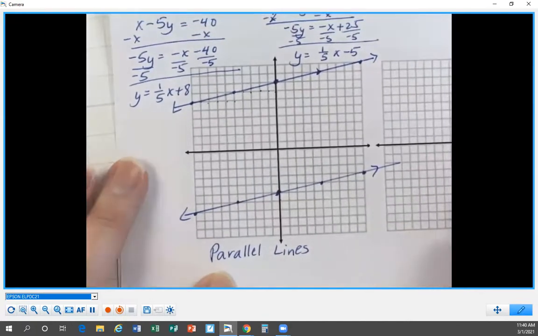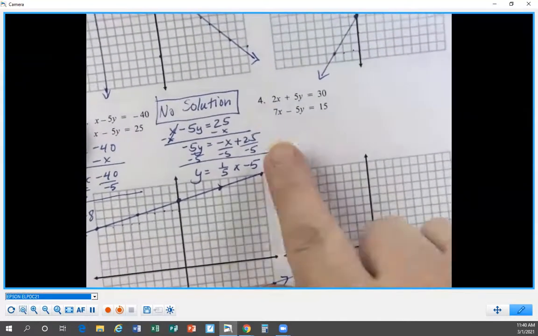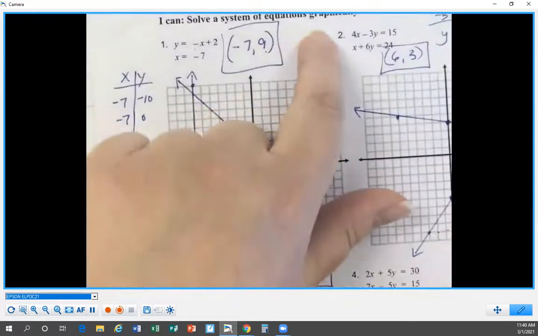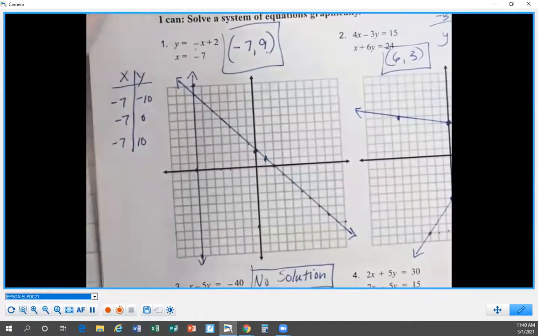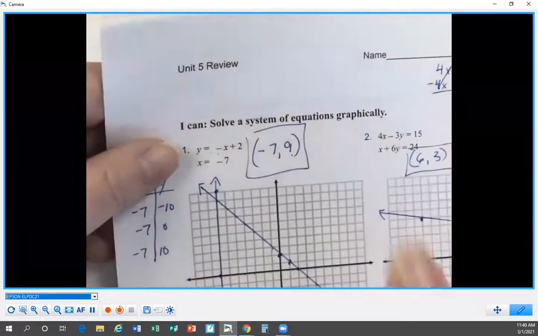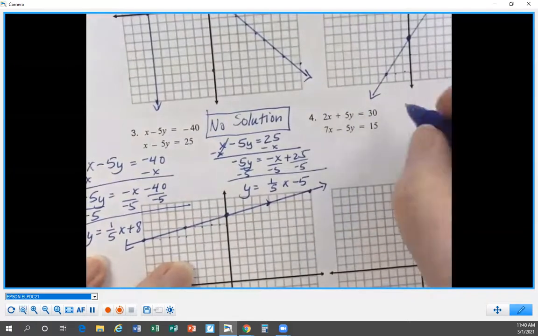Okay, moving on to number 4. Here they're both in standard form. If our instructions were not solved graphically, we would probably like to use elimination, but we do need to solve with graphing because that's what this set of instructions says. So we'll rewrite each of these in slope-intercept form.